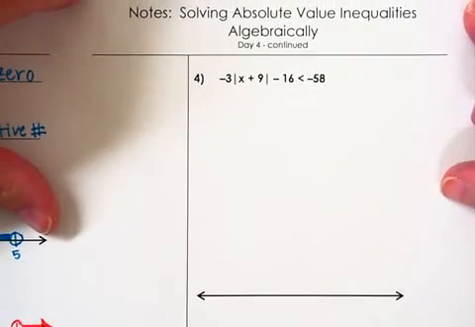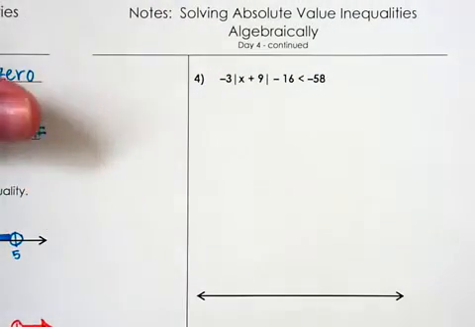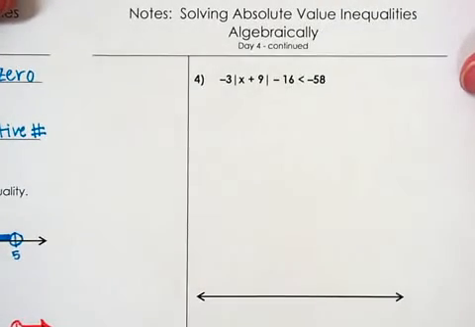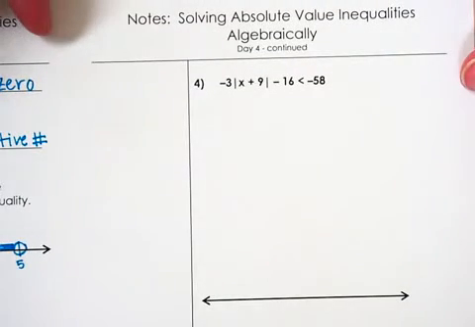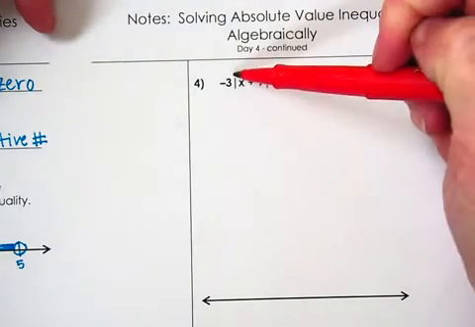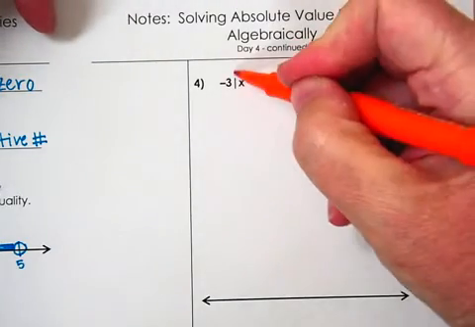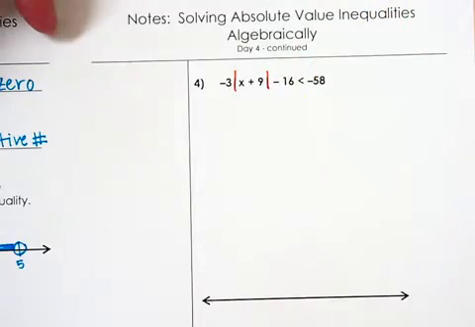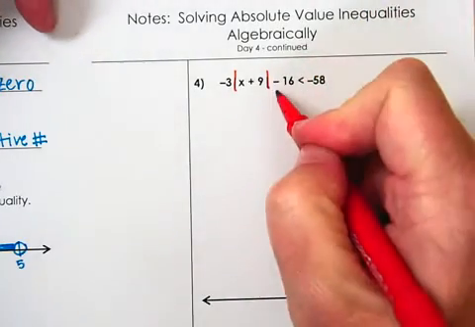Okay, let's try number 4. Top of the next page. Okay, so before I can separate this out, I need to go ahead and peel the layers away until I get the absolute value by itself. So let's do those steps first. So I look at all the possible things. I want to get this absolute value here all by itself, this alone. So the first thing I want to do is add the 16.